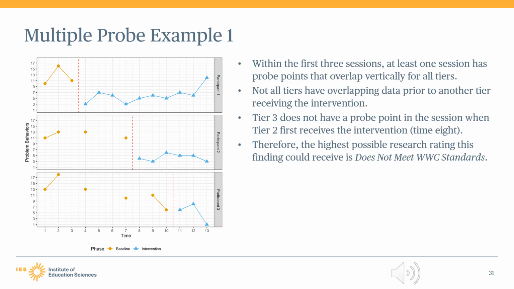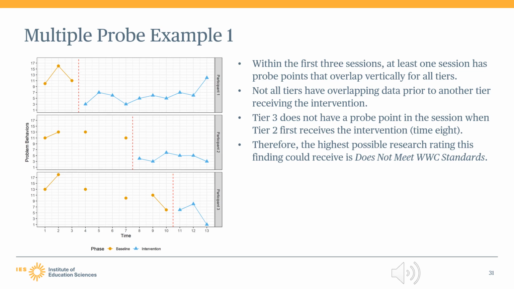If we then assess the 3 multiple probe criteria, first we see that all 3 tiers have a vertically overlapping probe point at time 1. Second, we can see that some but not all tiers meet the requirement for data immediately preceding the intervention. Tier 1 has a probe point at time 3, which immediately precedes the introduction of an intervention probe at time 4, but tiers 2 and 3 do not.